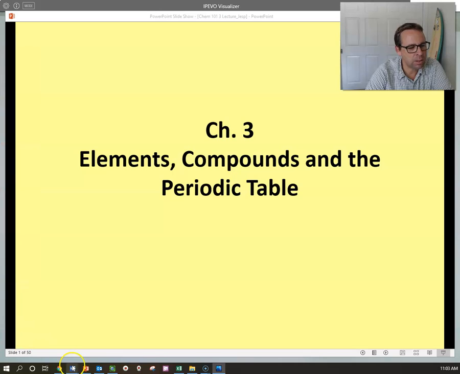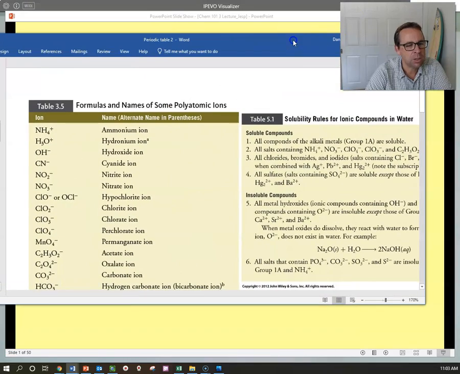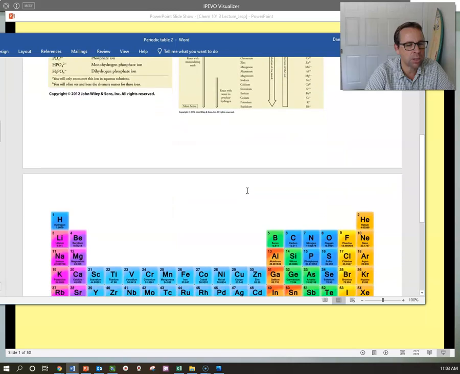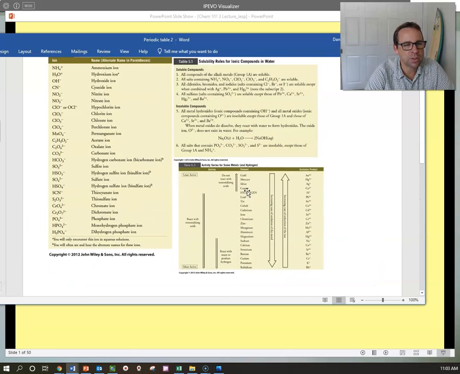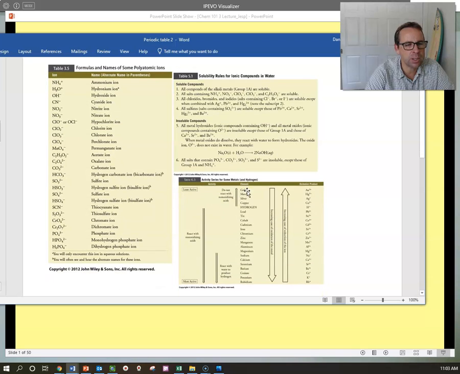If you don't have one, we have it available on the website, where it's going to be a Word doc or a PDF that you print up, and it's going to have some tables on the back as well. We're not going to use those tables for a little bit, but we'll get to them eventually.